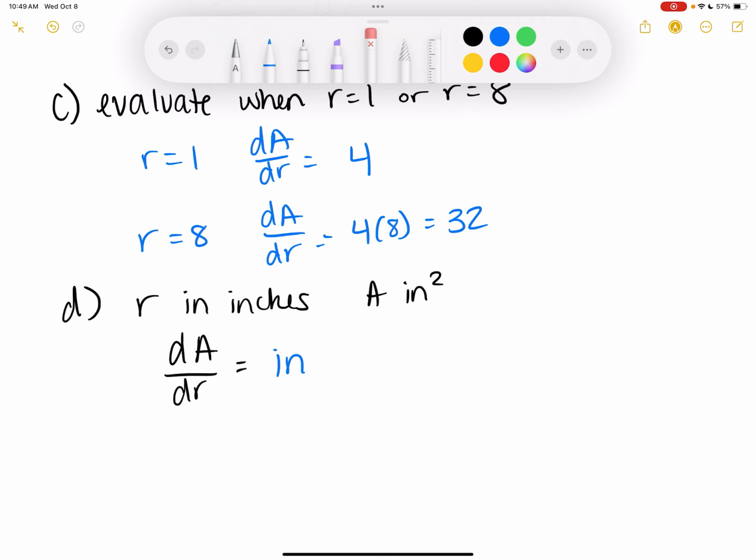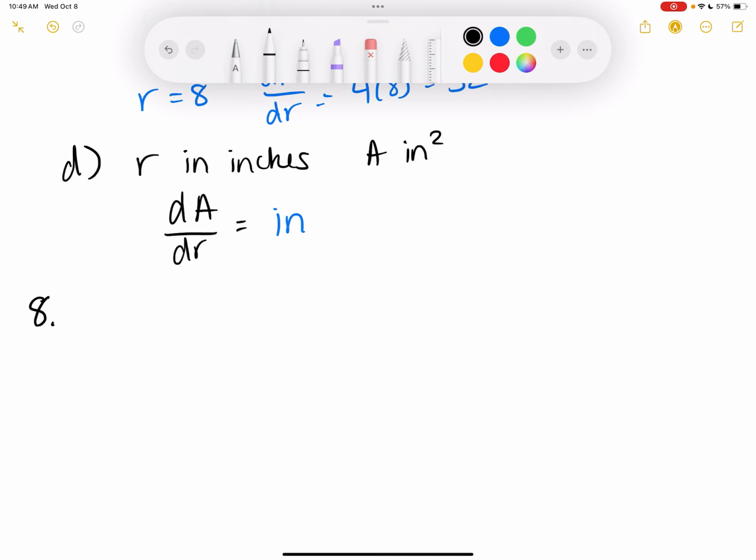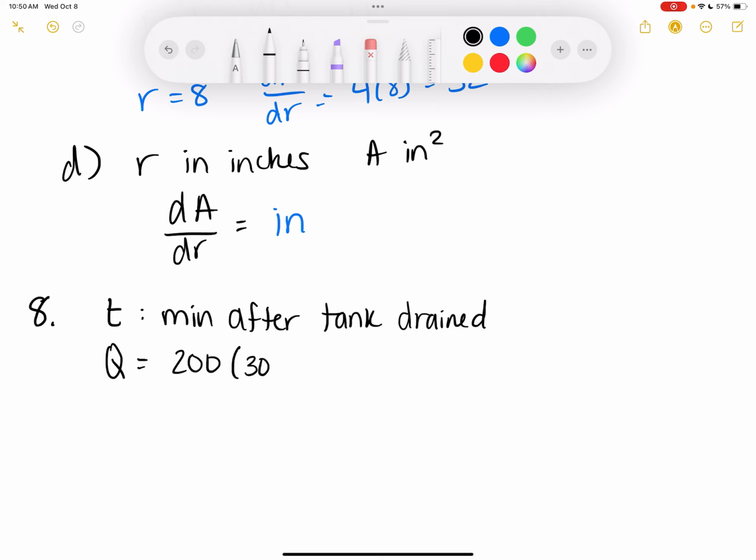So basically there's kind of like two parts to this question here. So just write down some pertinent information here. So we've got T is the minutes after the tank is being drained, or like after it starts draining. Q is equal to 200 times (30 minus T) all that squared. And then they want to know how fast the water is running out at the end of 10 minutes. So that's kind of like my first part.